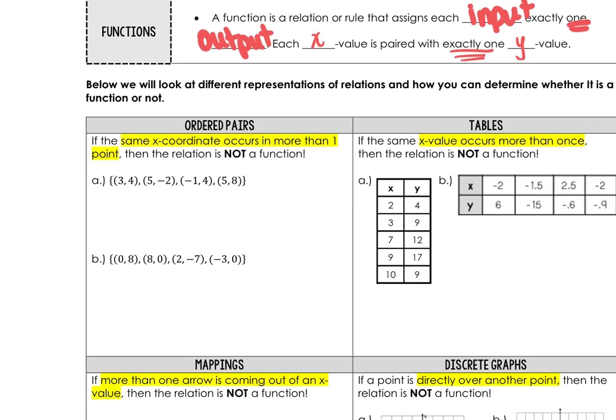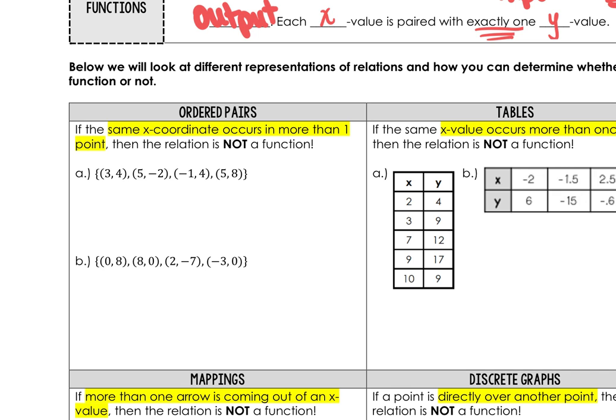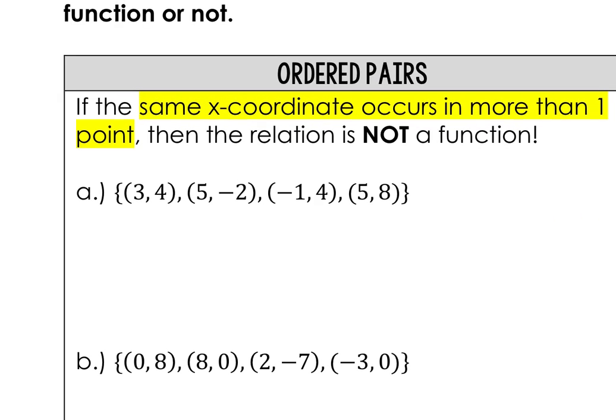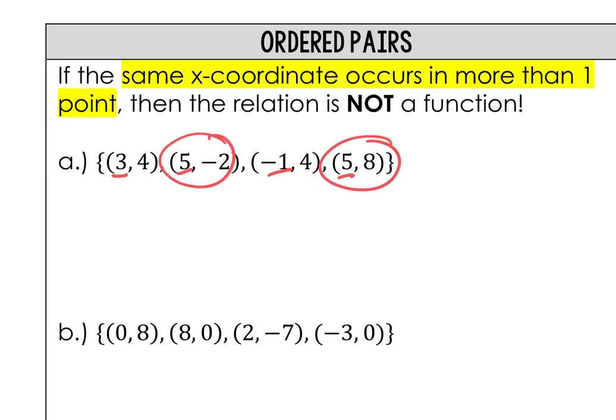The first representation we're going to look at is ordered pairs. If you are given a set of ordered pairs, what we are looking for is the same x-coordinate occurring in more than one point. If so, the relation is not a function. Let's look at A. The x-coordinates are 3, 5, -1, and 5. We saw 5 twice, so since we see that x value of 5 twice, this is not a function.